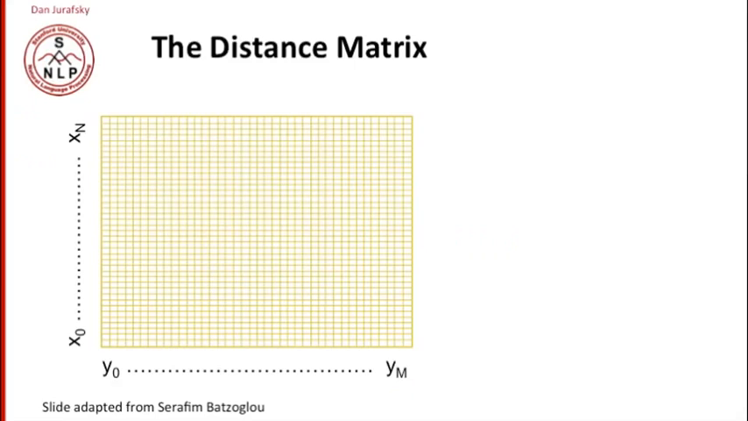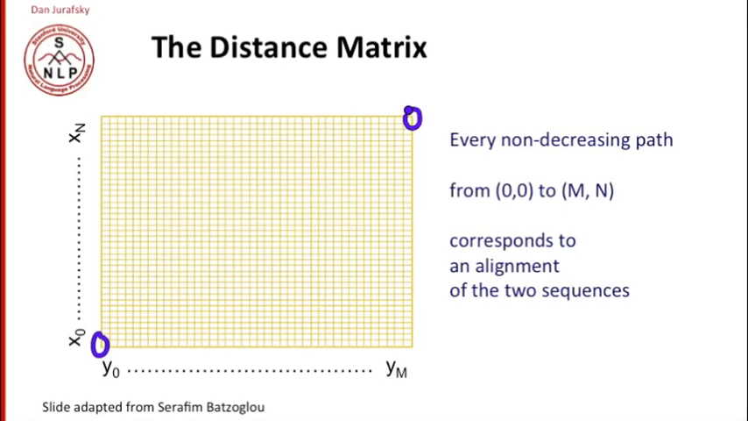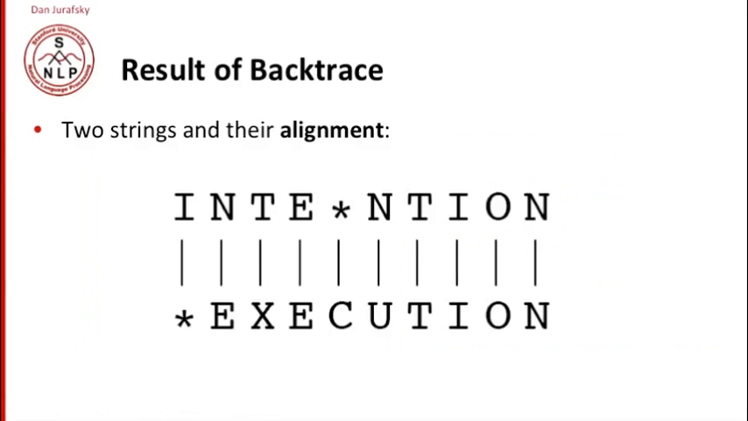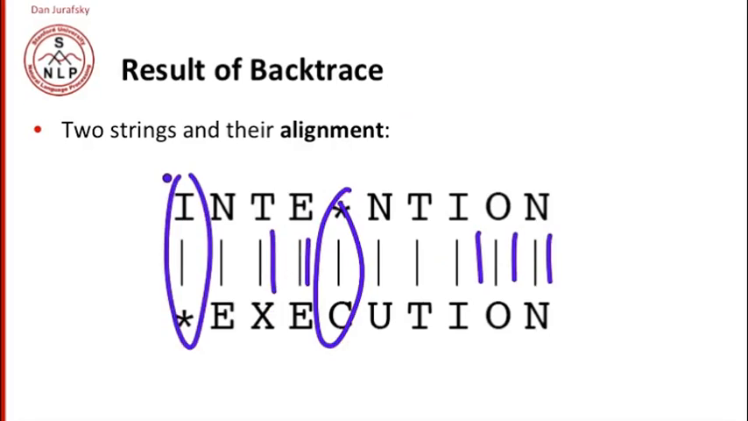So we can look at this distance matrix and think about the paths from the origin to the end of the matrix. And any non-decreasing path that goes from the origin to the point NM corresponds to some alignment of the two sequences. An optimal alignment then is composed of optimal subsequences, and that's the idea that makes it possible to use dynamic programming for this task. So the result of our backtrace is two strings and then the alignment between them. So we'll know which things line up exactly, which things line up with substitutions, and then when we should have insertions or deletions.